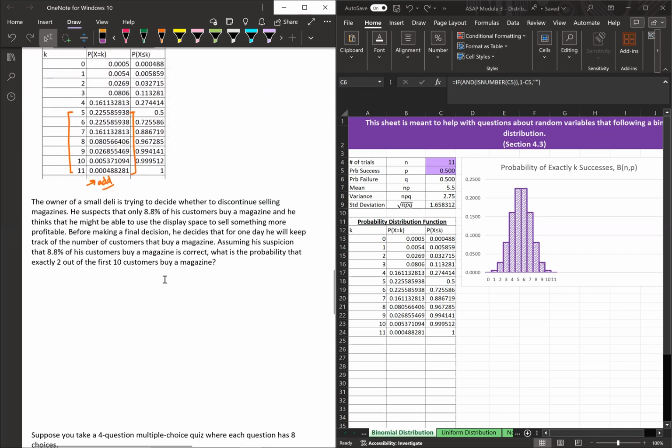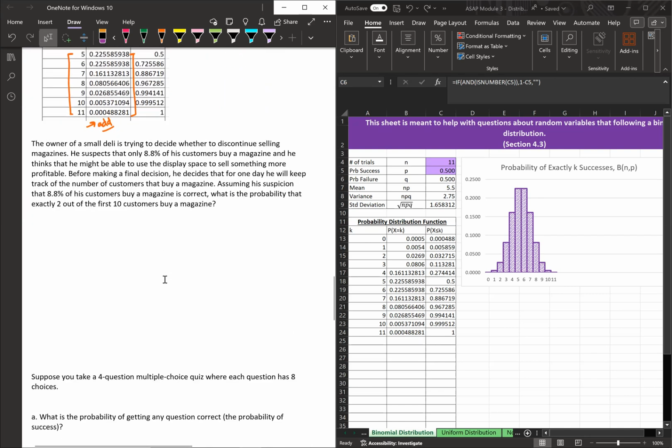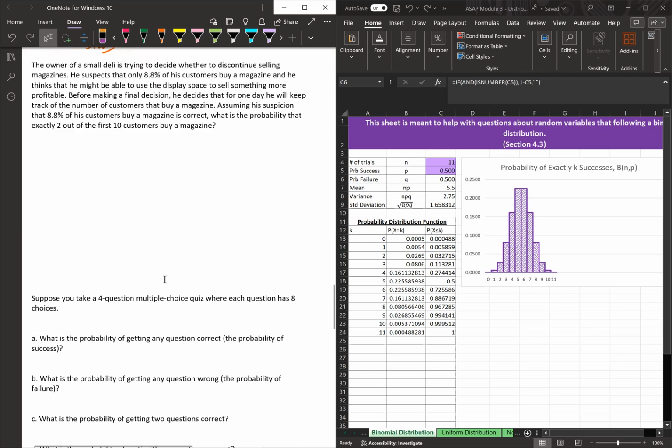Okay, man with a deli. The owner of a small deli is trying to decide whether to discontinue selling magazines. He suspects that only 8.8% of his customers buy a magazine, and he thinks he might be able to use the display space to sell something more profitable. So he's going to track the number of customers, looking at the first 10 customers, and he's going to do some math on that.